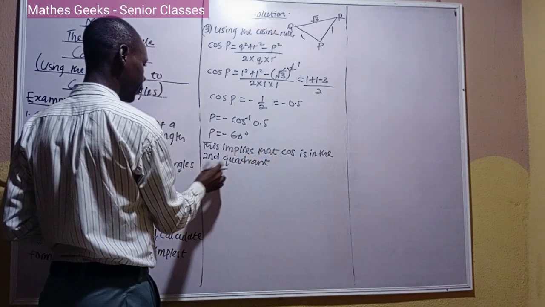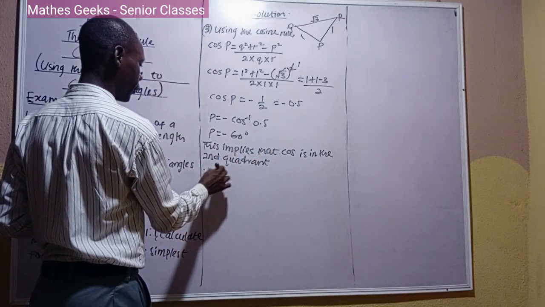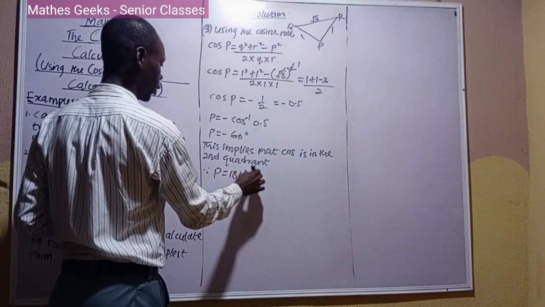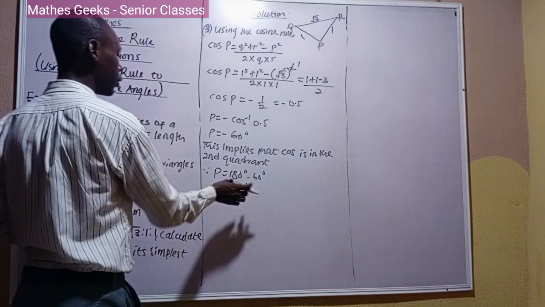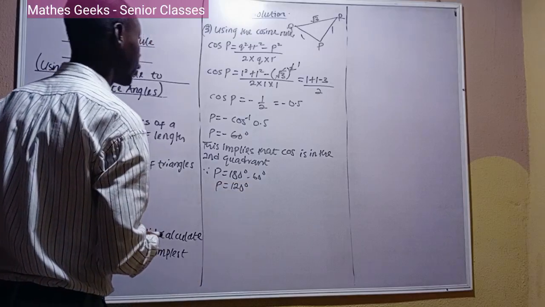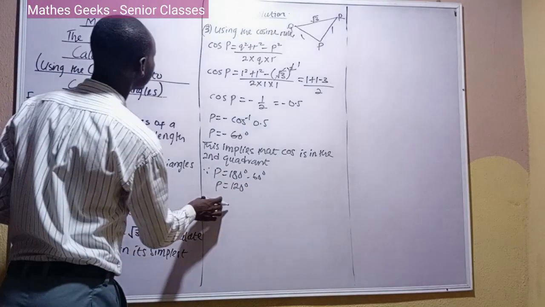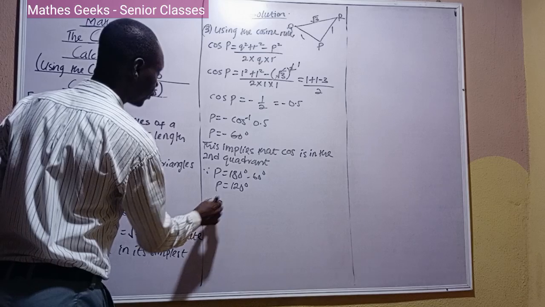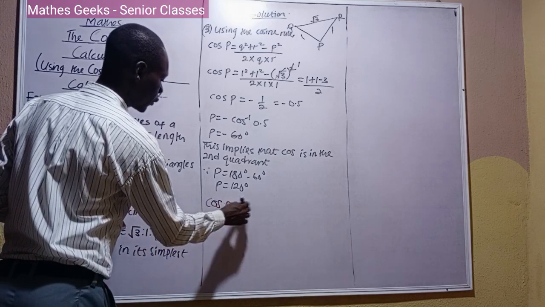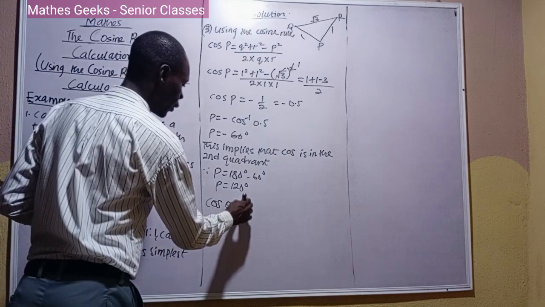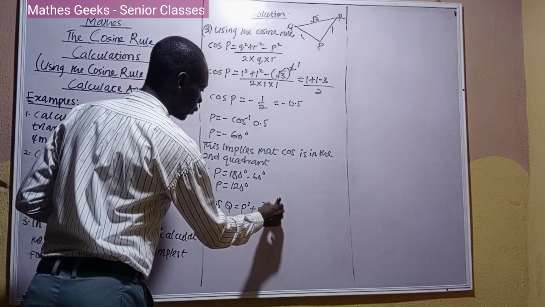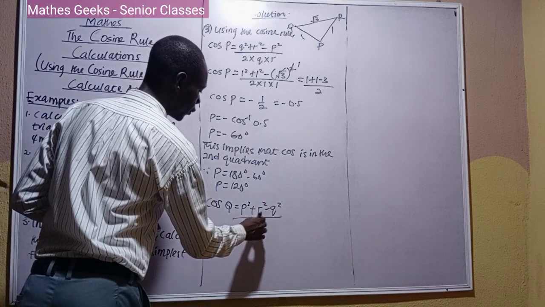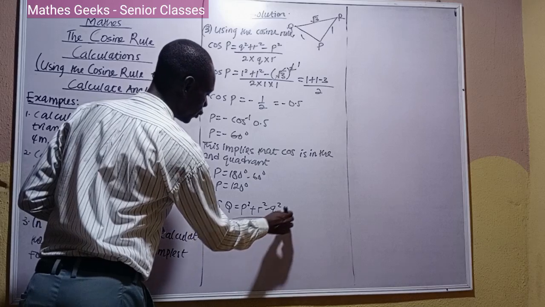So that will give us, therefore, P is equal to 180 degrees minus 60 degrees, and P is equal to 120 degrees. So the angle P is 120 degrees. So cos Q is equal to P squared plus R squared minus Q squared over 2 times P times Q.